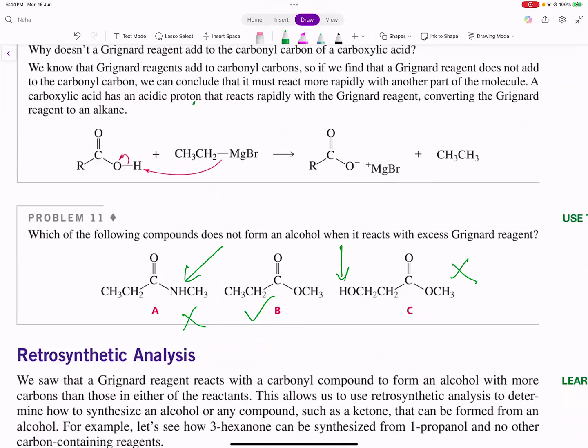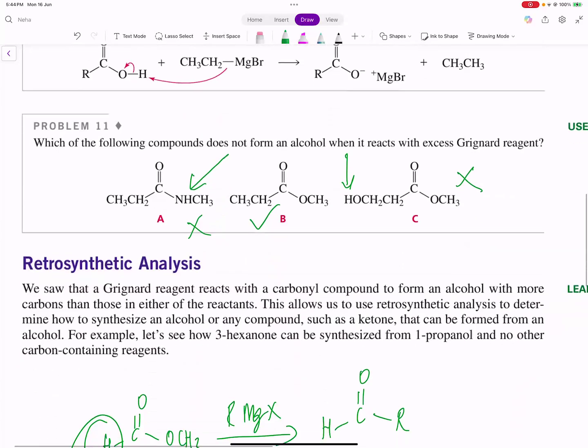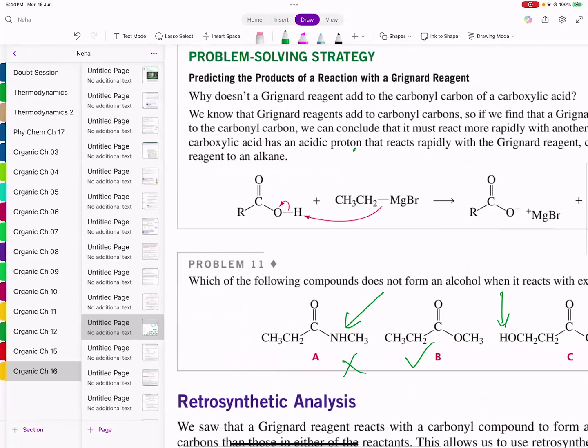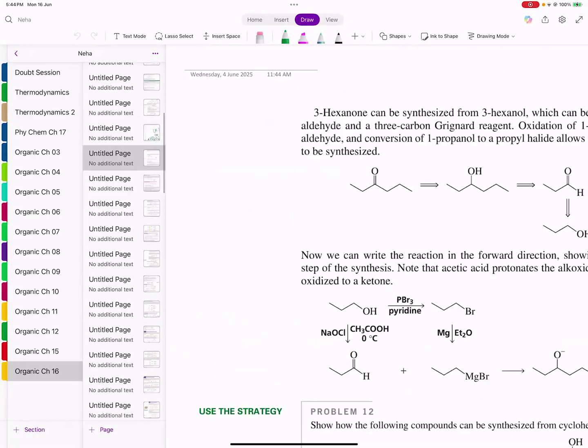Got it? Yeah, sir, got it. Clear? If you want to ask something, you can always ask. No, sir, got it. Clear now. Okay. You see, clarity is most important. You don't have to agree with me.